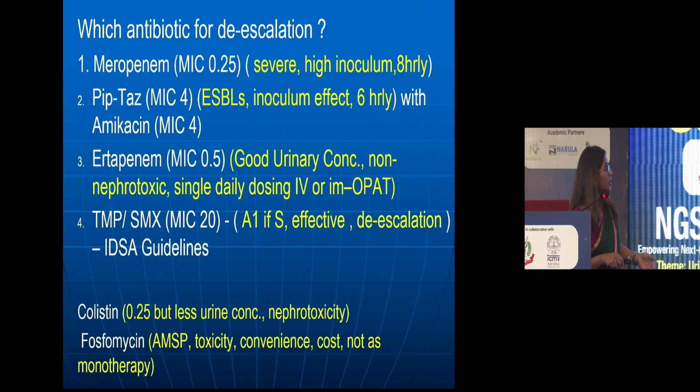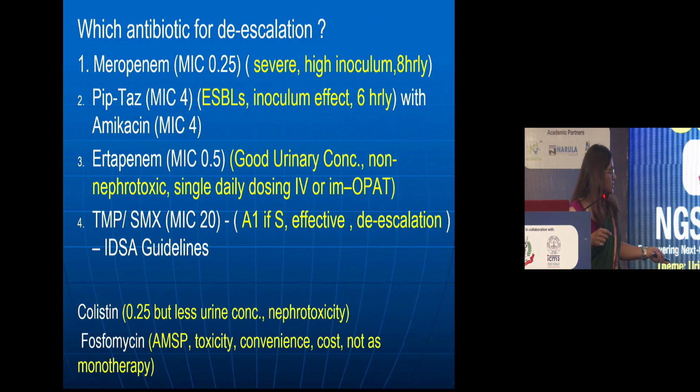The other important alternative therapy can be TMP-SMX. Although the MIC is 20, it is way below the susceptibility breakpoint of 40. It is a very effective drug for both upper and lower UTI, achieves good concentration in the kidneys, and is available both as IV and oral. So, we can switch the patient to oral therapy and the IV cannula can also be removed.